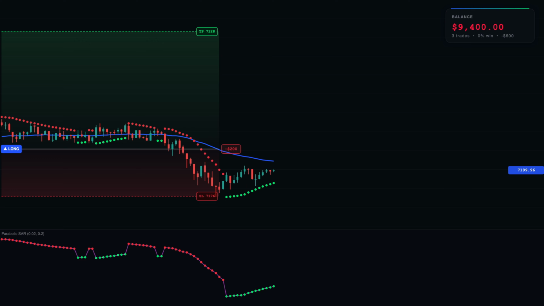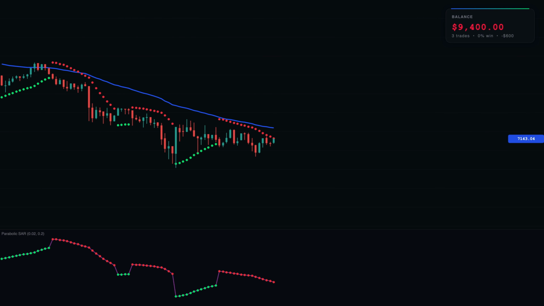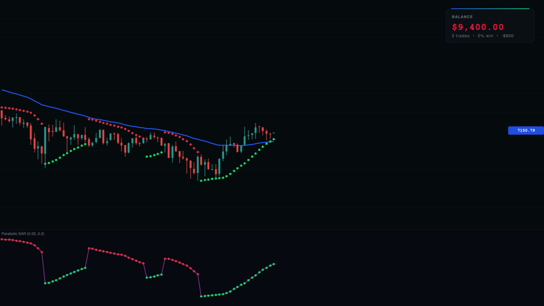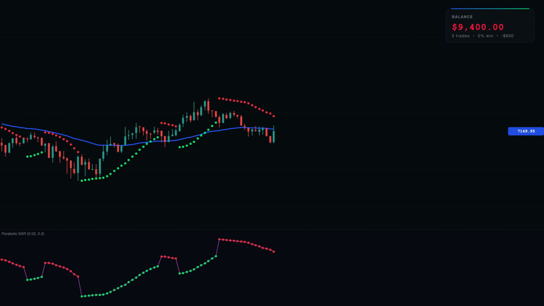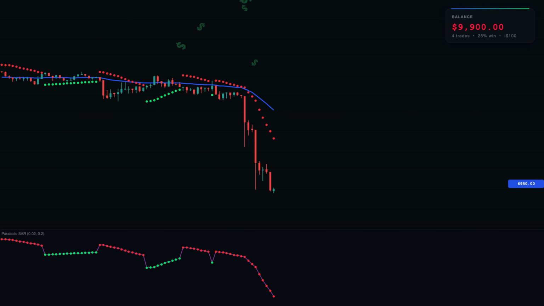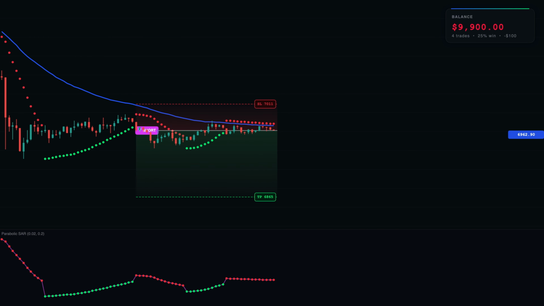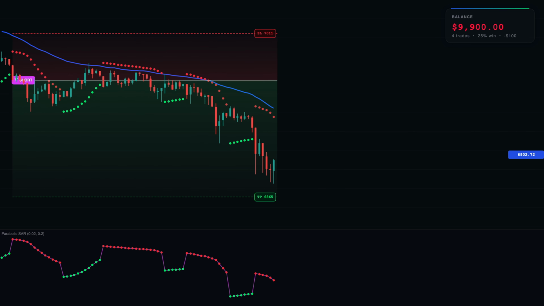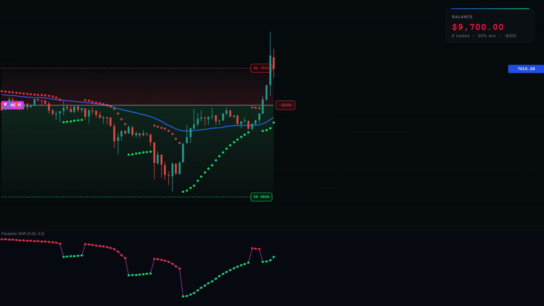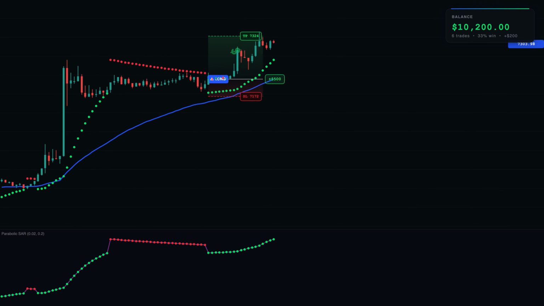Three trades in. The SAR is keeping us in trends at the right moments. Five trades. Notice how EMA50 filters out the noise. What do you think so far?